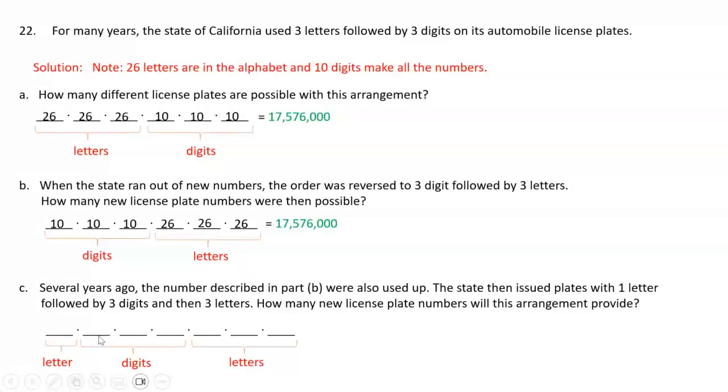So it'll be 26, 10 times 10 times 10, 26 times 26 times 26, and we multiply them. They're going to give us 456,576,000. Imagine, guys, by adding only 1 more letter for the plates, it went up by almost 440 million. That's how much difference one letter made.